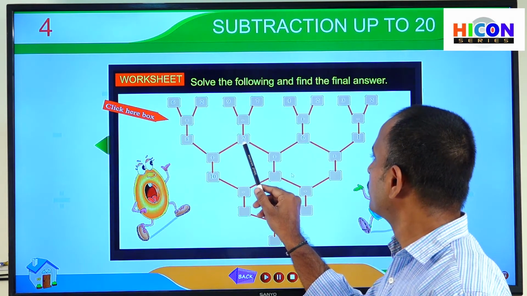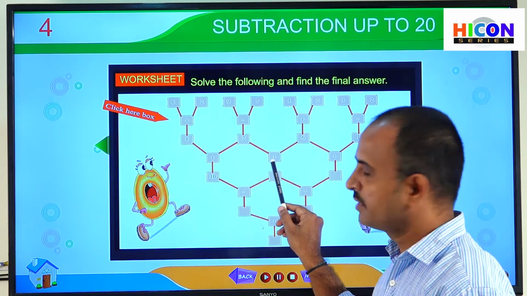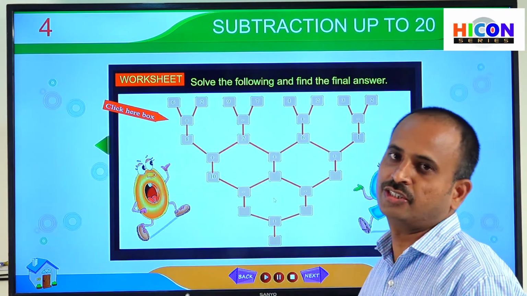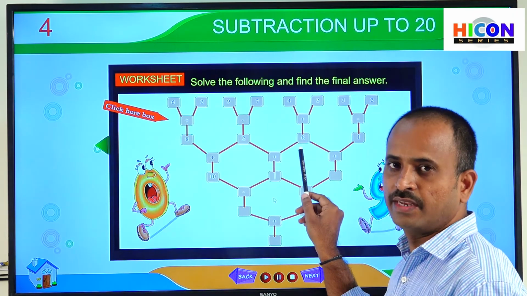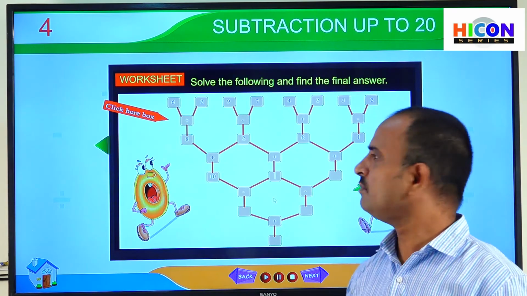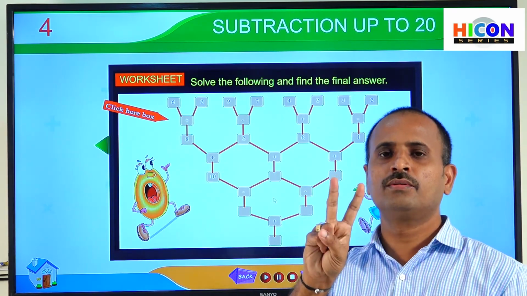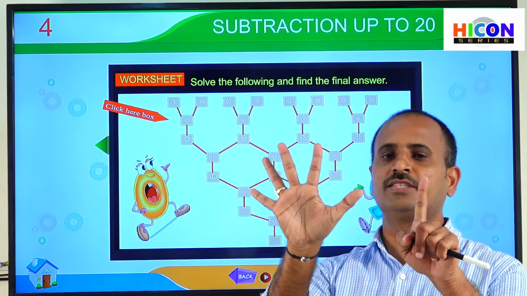So the first number is 2 and the second number is 6. They have given a symbol plus. So plus means we have to make addition. So here, what is the first number? 2. Second number is 6. Open 6 fingers of your hand. So 1, 2, 3, 4, 5, 6. These are the 6 fingers.